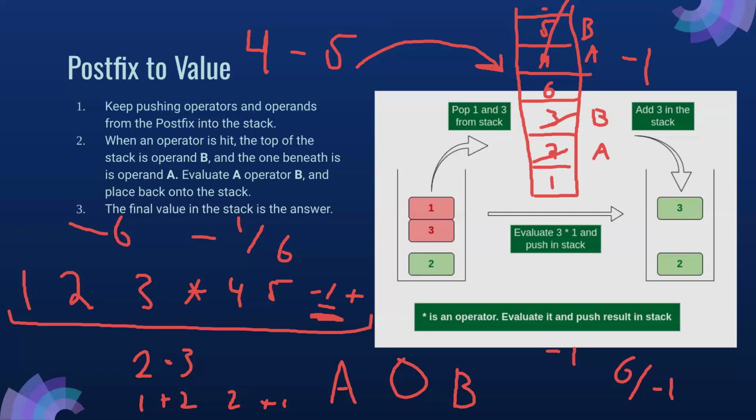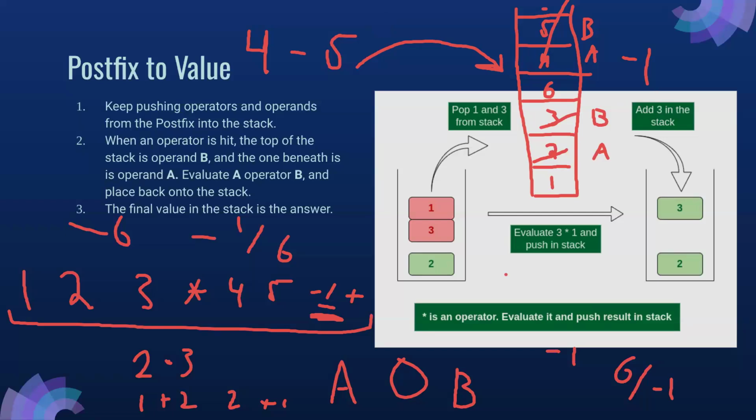How does it know it's -1 and not 6 minus 1 when you place it back? Expand on that. I don't understand the question. How does it know it's -1 and not 6 minus 1? This is a bad drawing.